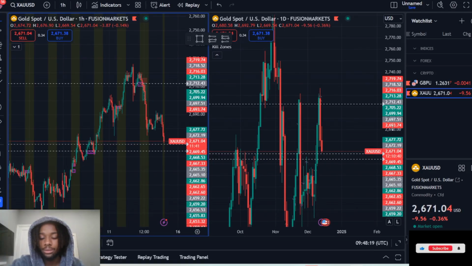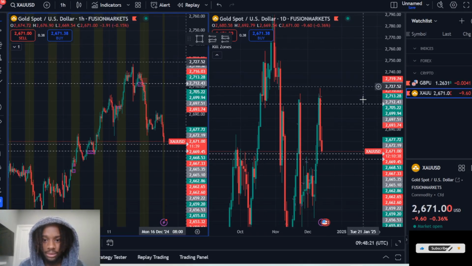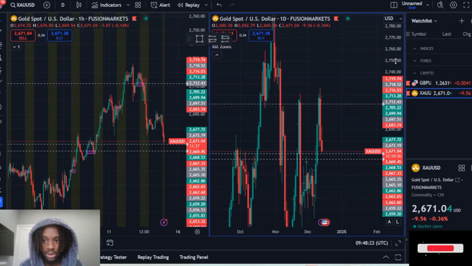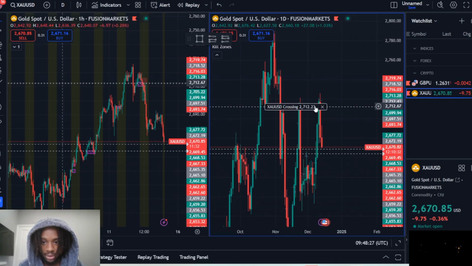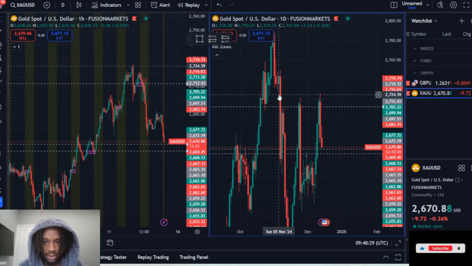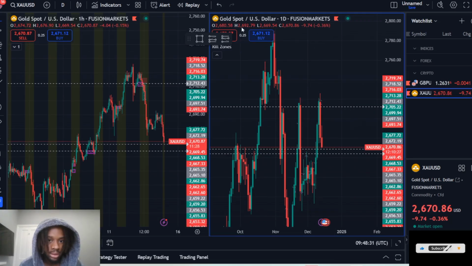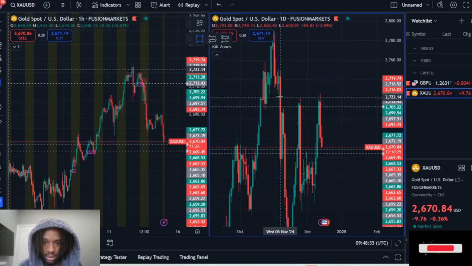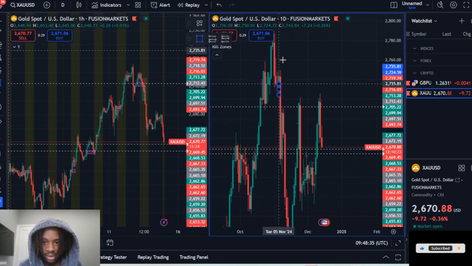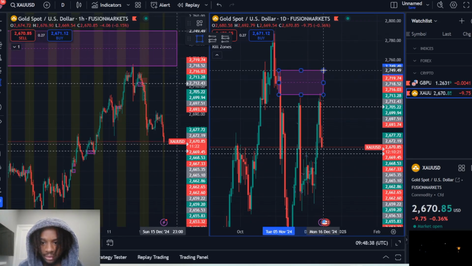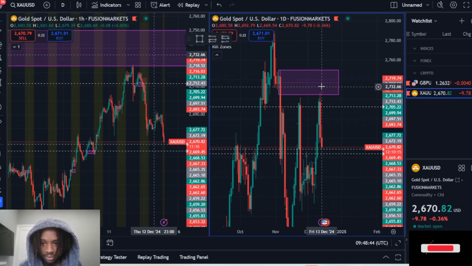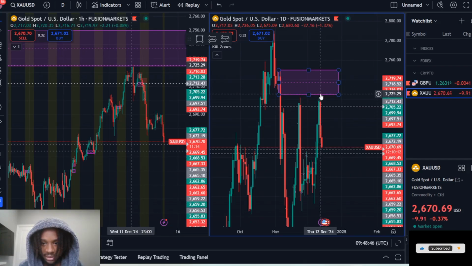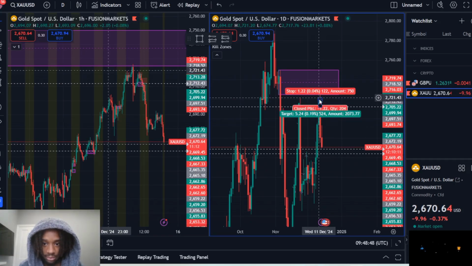Alright, cool. So as you can see, here's the daily chart on gold. We tapped into a daily supply that was up here. I'm recording this the next day, so you might wonder why it looks different than on the day. But as you can see, we have a zone here that we tapped into on the daily.